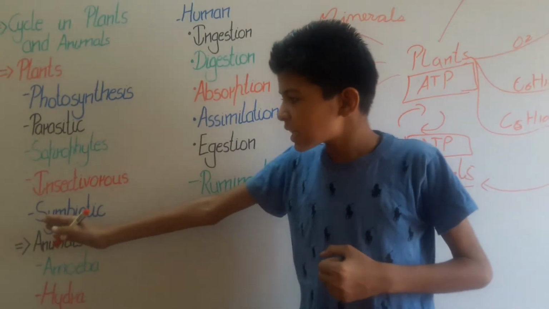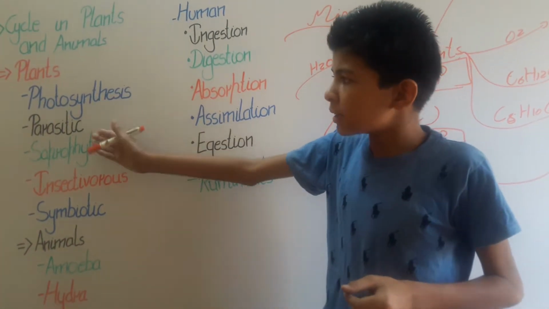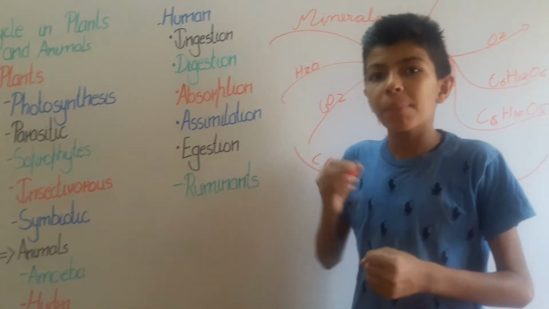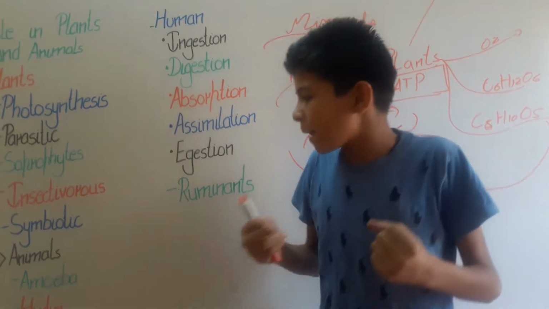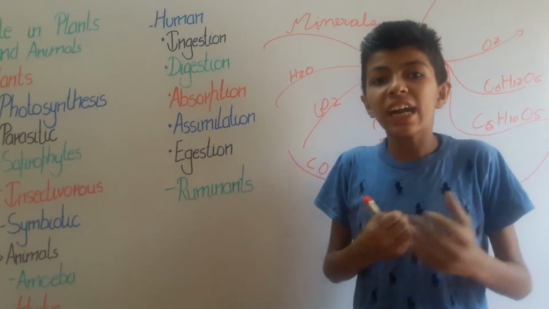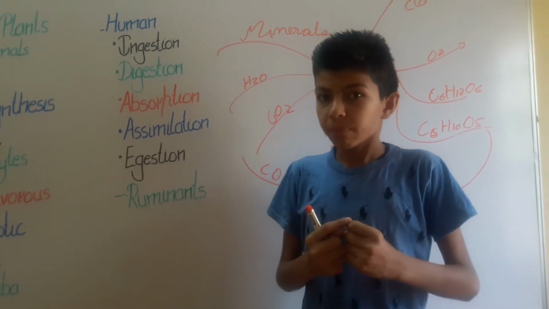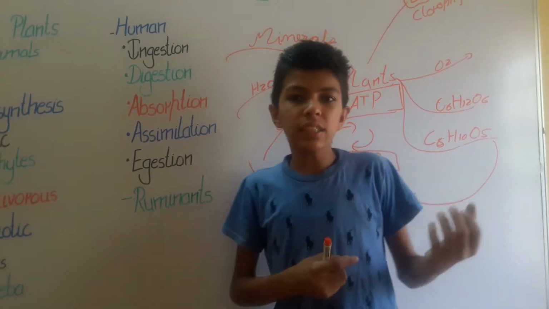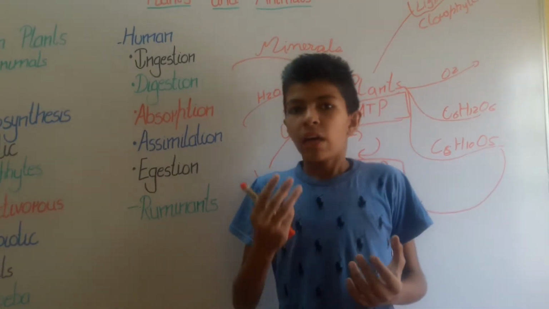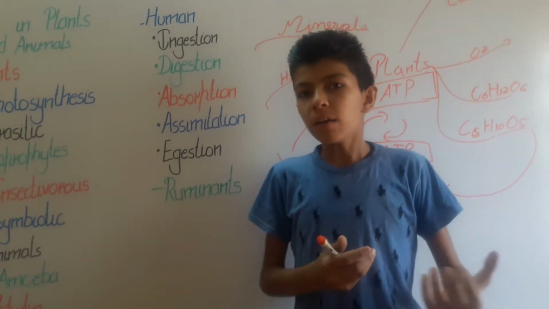Then we have symbiotic plants. Parasites and insectivorous plants harm the other organisms, but symbiosis is where organisms interact with each other and both get benefited. Examples are lichens and algae, and rhizobium and the legumes.